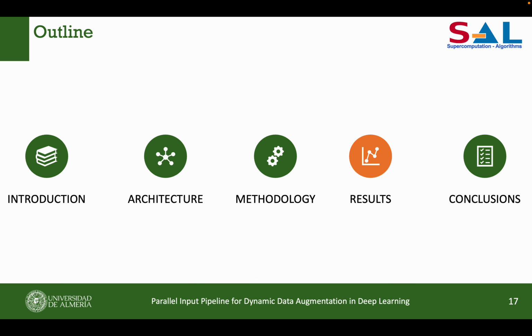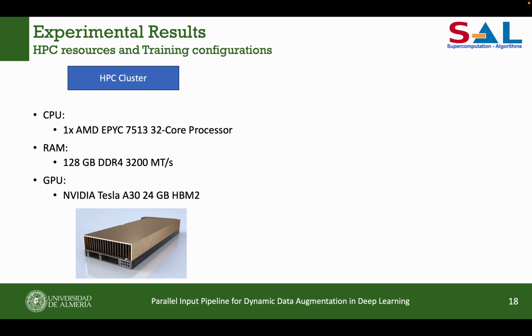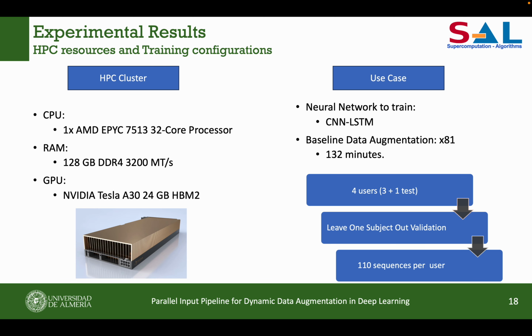As for the results, we are training this approach in a HPC cluster, which has a NVIDIA Tesla 830 GPU. Also, we are using a 32-core processor by AMD. The use case is a neural network that is composed by a convolutional neural network and a long short-term memory network. The baseline data augmentation is to generate 81 variations for each sequence, for each data.